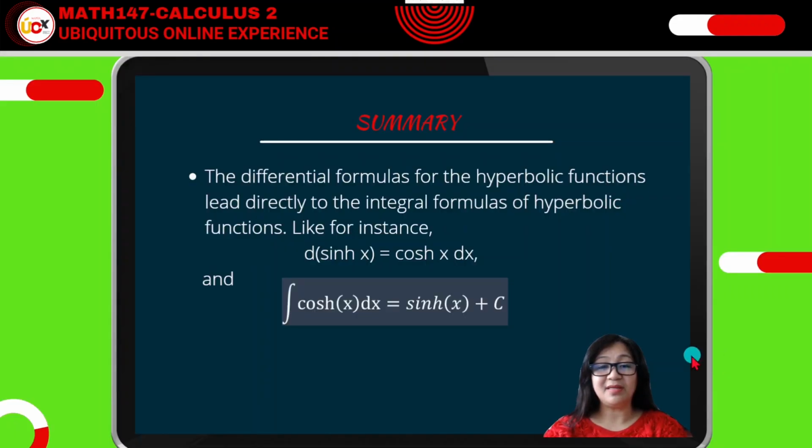So in summary, the differential formulas for the hyperbolic functions lead directly to the integral formulas of hyperbolic functions. For instance, when we take the differential of hyperbolic sine x, this is equal to hyperbolic cosine x dx. Then taking the integral of both sides, we get the integral formula for hyperbolic cosine x dx, which is equal to hyperbolic sine x plus the constant of integration.